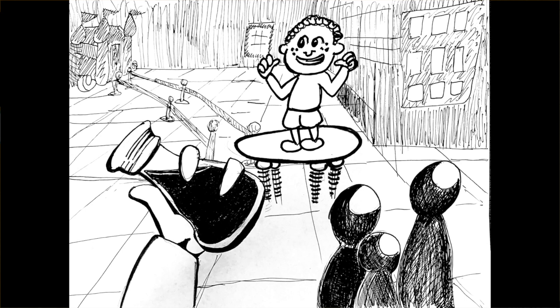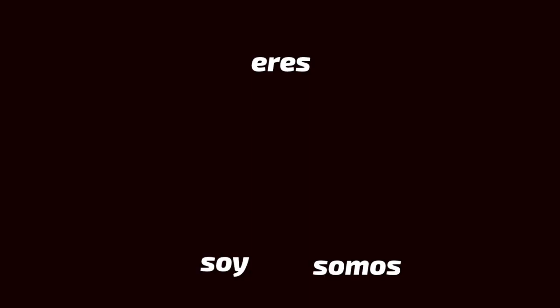So before we go any further, remember this scene. Associate the word soy with yourself. With your close friend that you're talking to, it's air rays or eres. And then the group of friends around you is somos. We'll go ahead and test this before learning two more words.